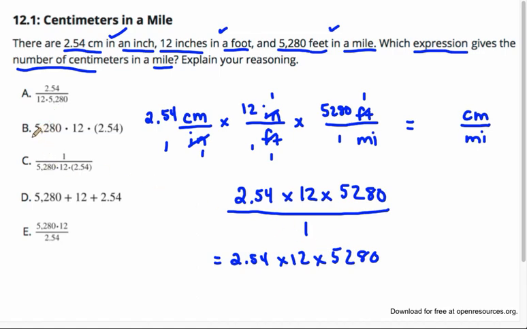And if we look here, using the commutative property, meaning I change the order of the factors I'm multiplying, it doesn't change the result. Like 5 times 12 is the same as 12 times 5. This expression B is what you should have selected.